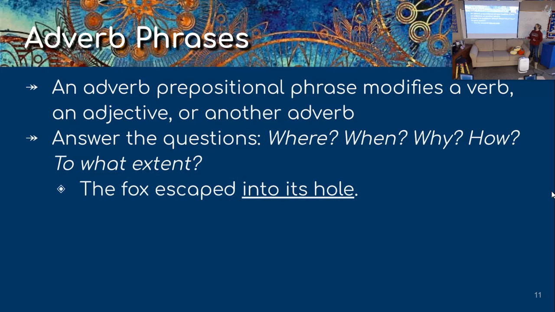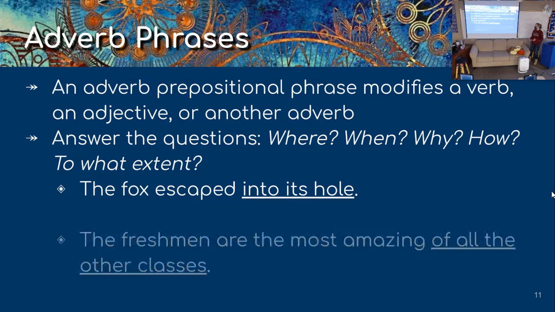So here's an example of what an adverb phrase would look like. We saw one in our previous example, but here's another one. The fox escaped into its hole. Into its hole is the prepositional phrase, and it's telling us where the fox escaped. So it's answering that adverb question where, and it's modifying the verb escaped. That's how we know it's an adverb phrase.